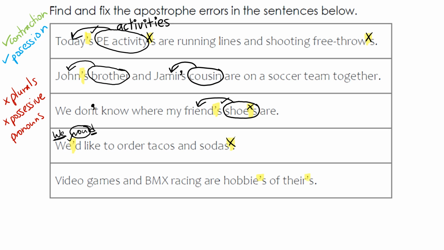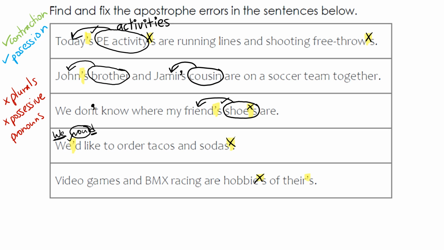All right, let's use our strategy. Let's look at this first one here, hobbies. Is this a contraction? Am I trying to say BMX racing, our hobby is of theirs? No, it's not a contraction. Could it be possession? Does something belong with the hobbies? No, I think they're just trying to say that those are their two hobbies. It's a plural, so we don't need an apostrophe. And then this last word, hobbies of theirs.